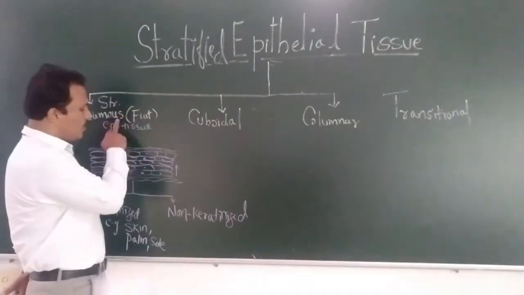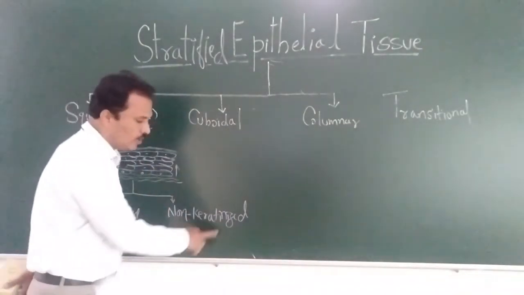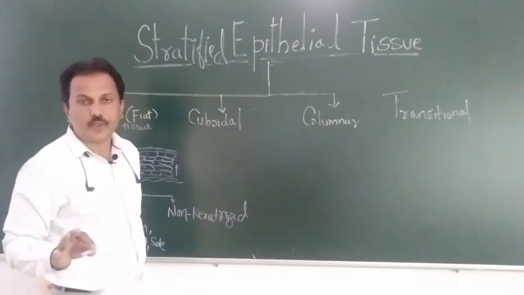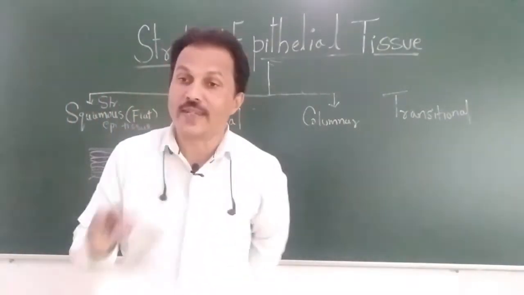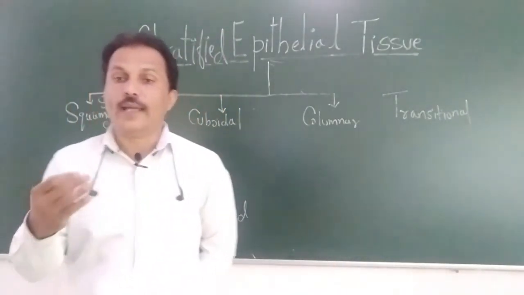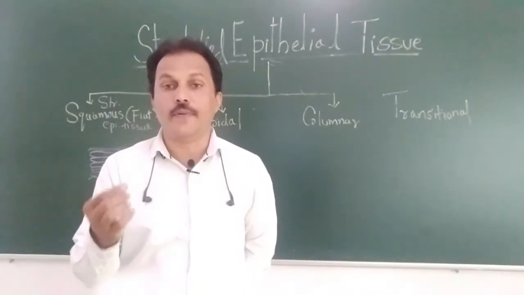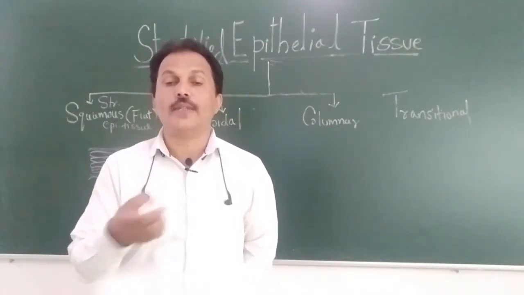There is stratified squamous epithelial tissue but no deposition of keratin. No deposition of keratin is seen. Where will you find all these things? The very first is the linings of the esophagus.